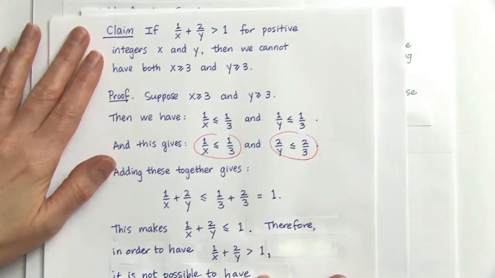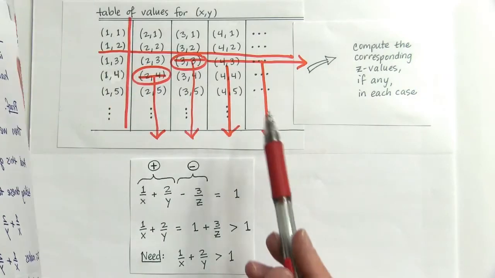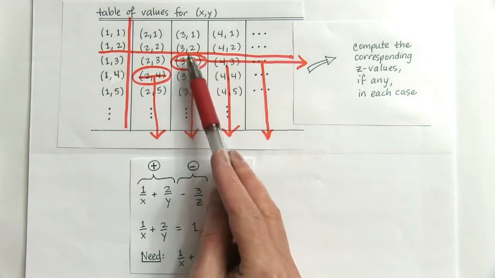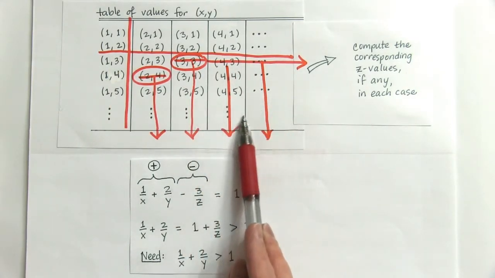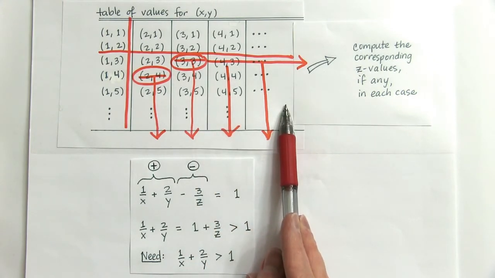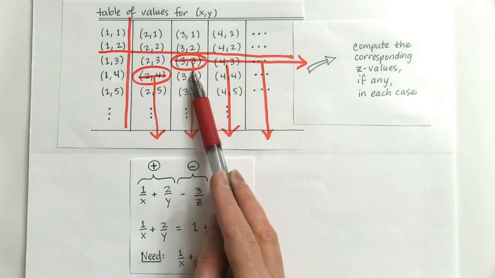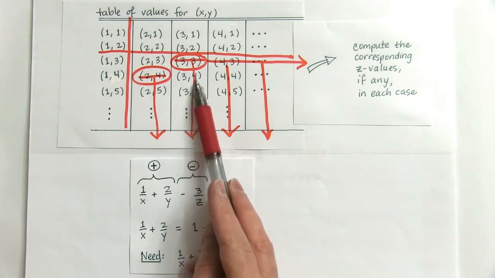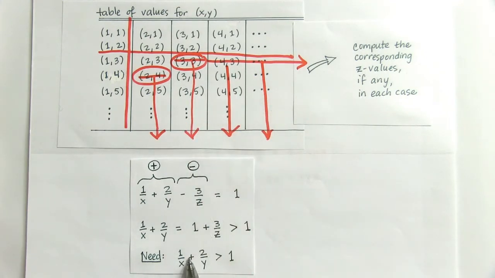And that's why we crossed out all of these values in the lower right-hand portion of this table where x and y were both greater than or equal to 3, because in that case, it's not possible to have that this sum is greater than 1, which is what we need in order for x and y to satisfy this equation.